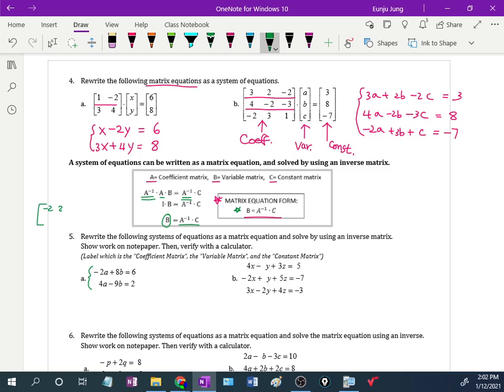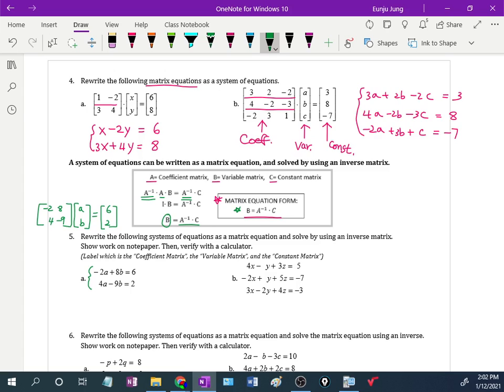Negative 2, 8, 4, and negative 9, that is the coefficient matrix, right? And the next column, I need the variables. What are the variables we are looking for? A and B. So that is the variable matrix, equal sign, and the constant column 6 and 2. So this is how we write the matrix equation.